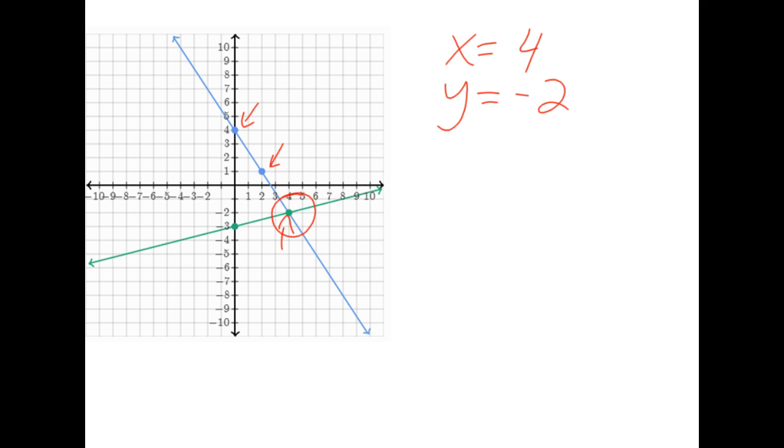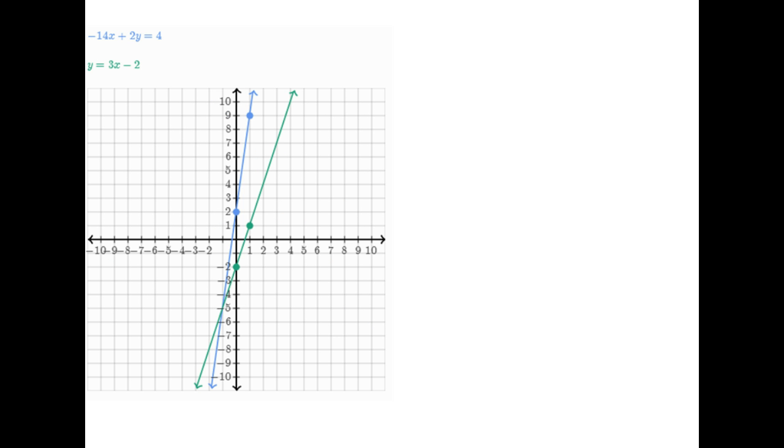Let's do, I think I have one more here. Let's do one more. And I missed the work on this one, but we'll do it. I already have the answer. Okay, so the blue equation, we have a negative 14x plus 2y is equal to 4. My t-table is going to be 0 and 2. The number in front of y is 2.